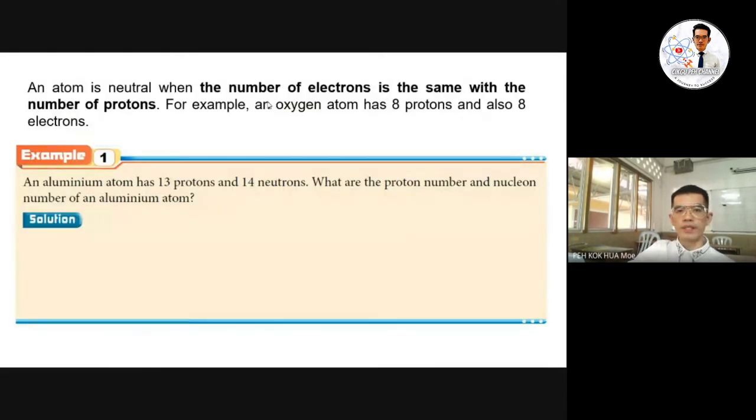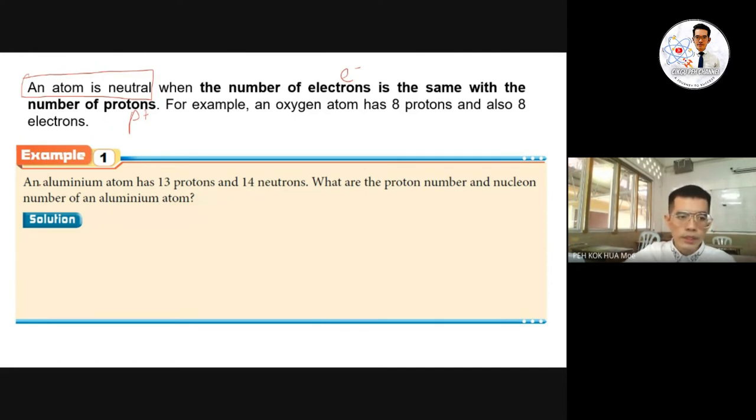Okay, here we have the example, which can help you understand the calculation for the proton number and neutron number. An atom is neutral when the number of electrons is the same as the number of protons. So if the question tells you that the atom is neutral, the number of electrons, which are negatively charged, will be the same as the number of protons, which are positively charged. For example, oxygen has 8 protons and also 8 electrons.